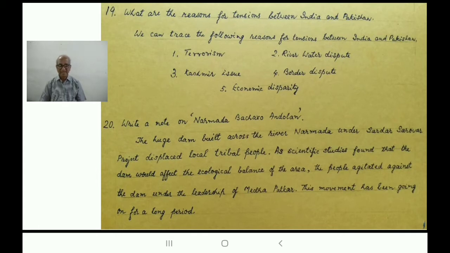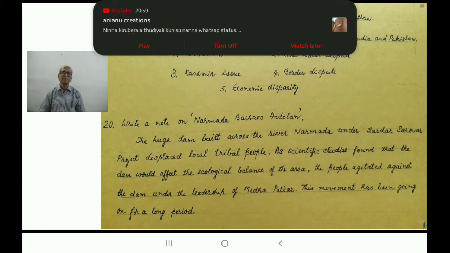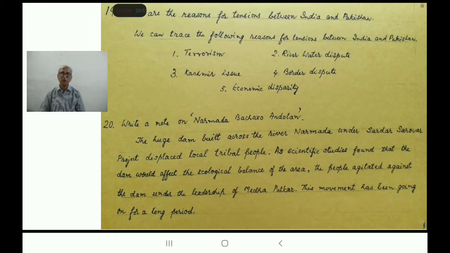We can trace the following reasons for tensions between India and Pakistan. One opening sentence you can write. Though I have written the question there, you need not write in the exam. You write it in the form of a sentence. Or you can write reasons for tensions between India and Pakistan. Below write the points. First point, terrorism. Second point, river water dispute.